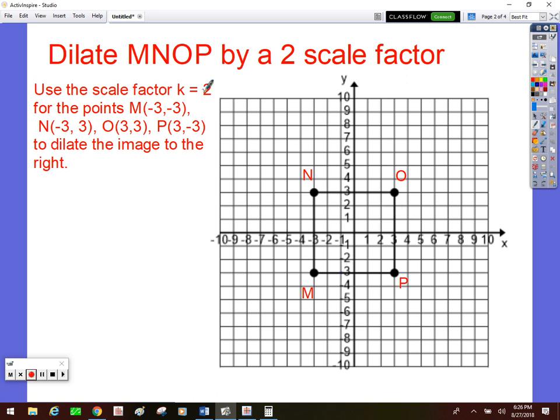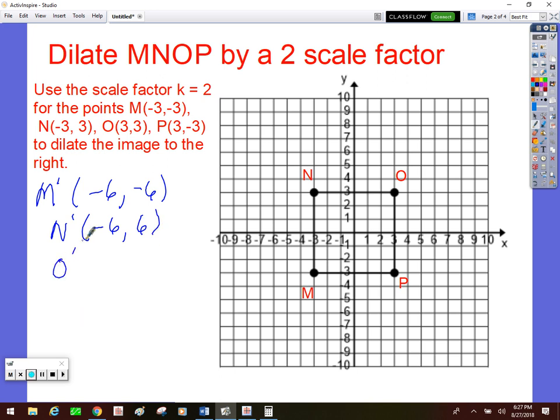We're going to use the scale factor of 2, and I've given you the points. M is at this point, N, O, and P. All I'm going to do is take these points and multiply them by 2. So M prime, if you look right here, negative 3 times 2 is negative 6. Negative 3 times 2 is negative 6. Okay, N prime, I take the coordinates, multiply times 2: negative 3 times the scale factor of 2 is negative 6. Positive 3 times 2 is just a positive 6.